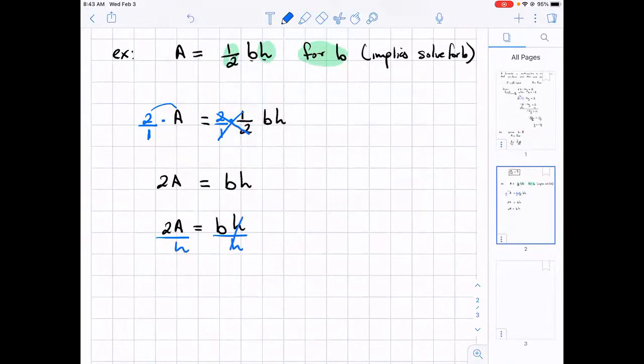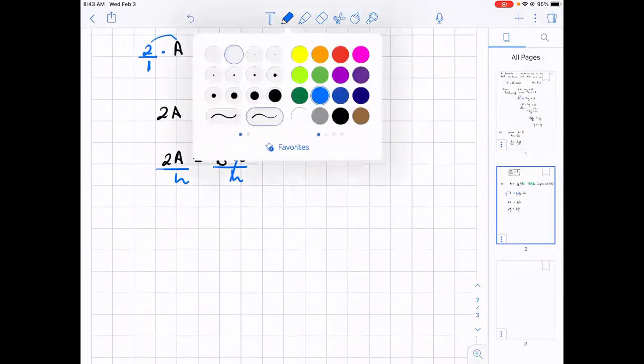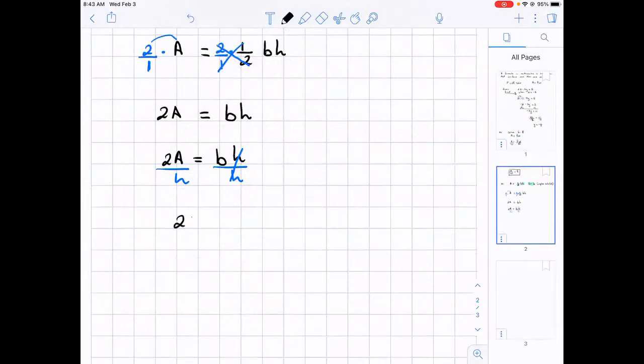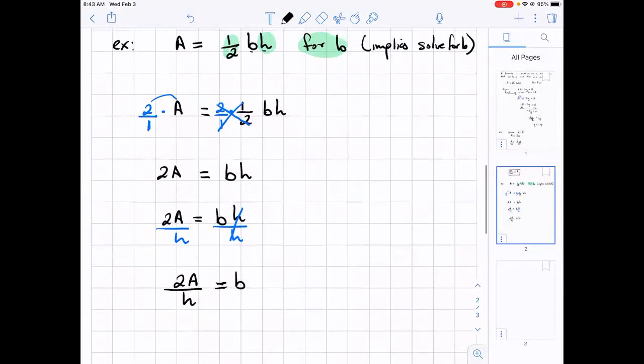H will cancel out. So that leaves me with 2A over H is equal to B. Now, I want to point out something to you because in your homework system, this is very important, okay?